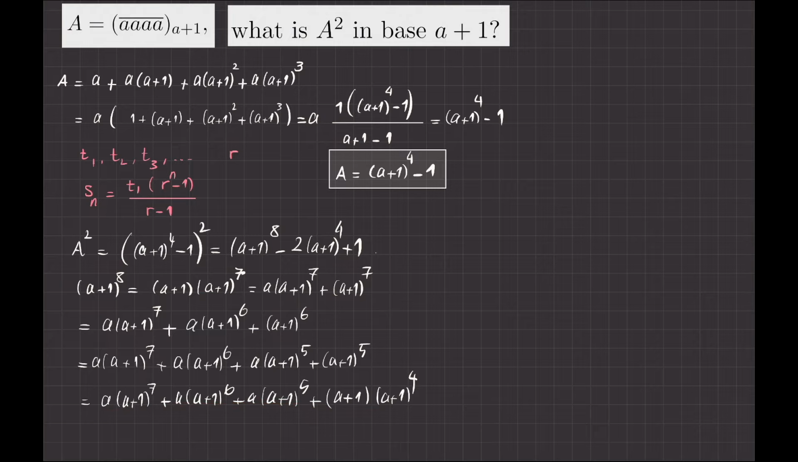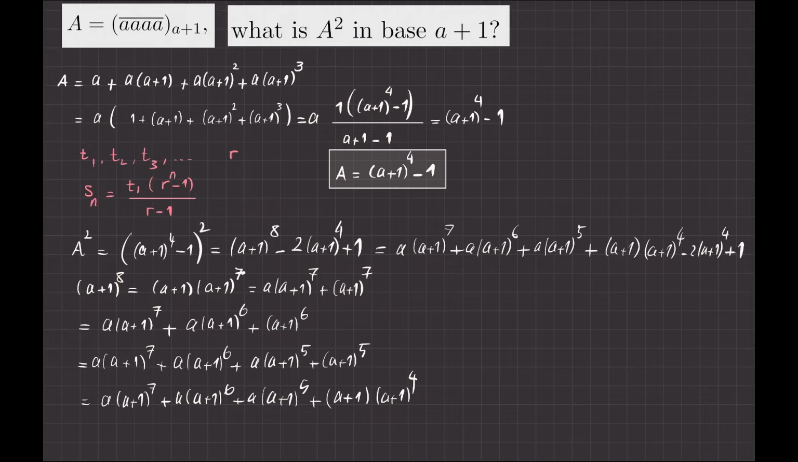So this becomes a times (a plus 1) to the power of 7, plus a times (a plus 1) to the power of 6, plus a times (a plus 1) to the power of 5, plus a times (a plus 1) to the power of 4. This is what I have written for this one, and then I copy and paste the rest. So it becomes minus 2 times (a plus 1) to the power of 4, plus 1. And that is now my goal.